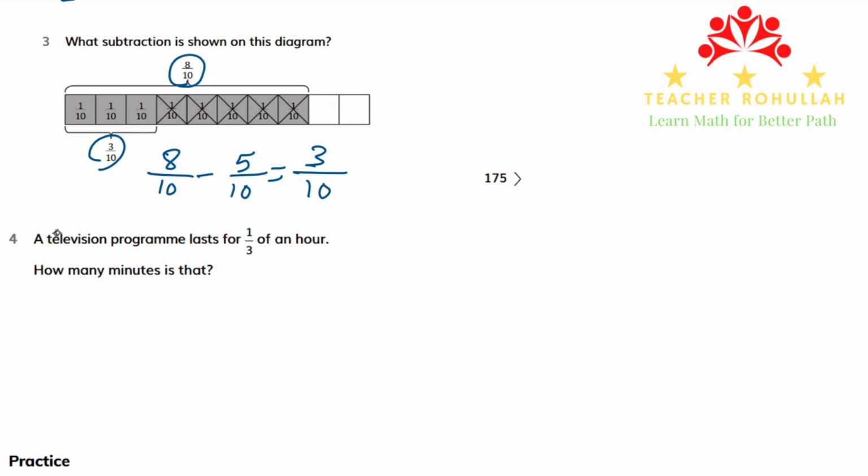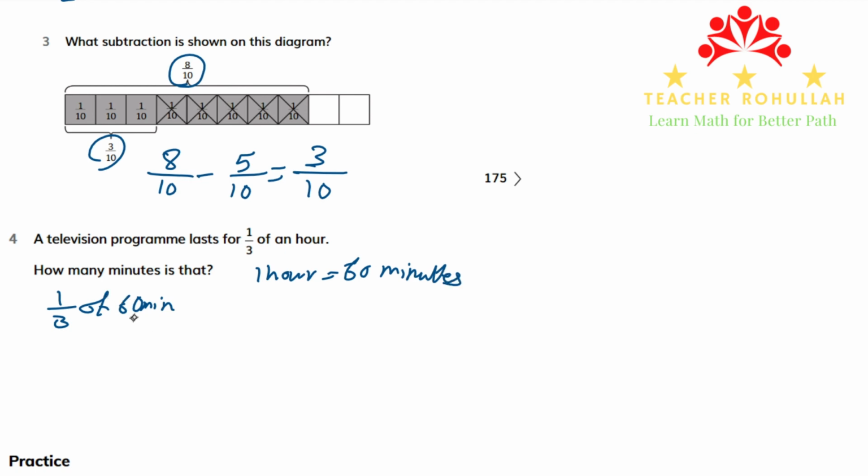In question 4, it says, a television program lasted 1/3 of an hour. How many minutes is that? You know that 1 hour is 60 minutes. So we can write 1/3 of 60 minutes. Why? Because 1 hour is equal to 60 minutes.